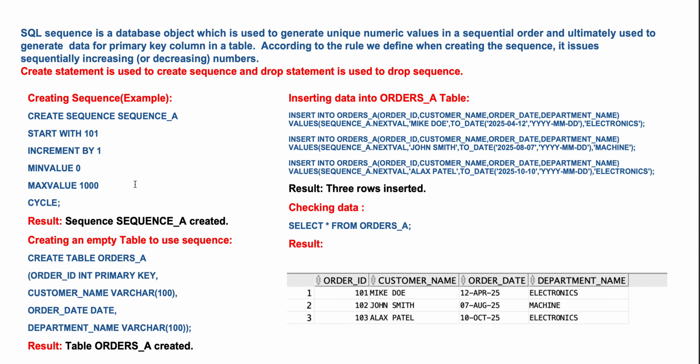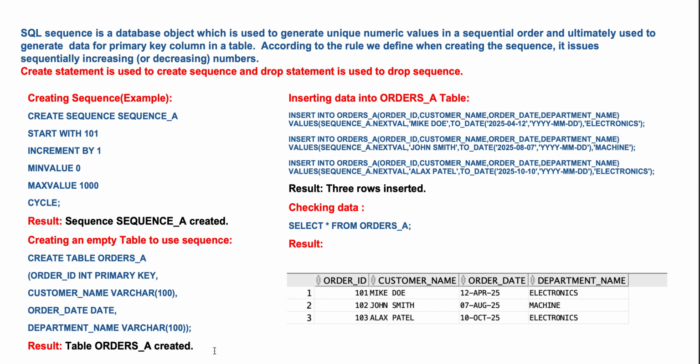Let me create a table. Create table orders_A, where it has only 4 columns. Order ID, which is integer, which is used as a primary key. Customer name varchar 100. Order date, department name varchar 100. After successful completion of the code, it will display the result: table orders_A created.